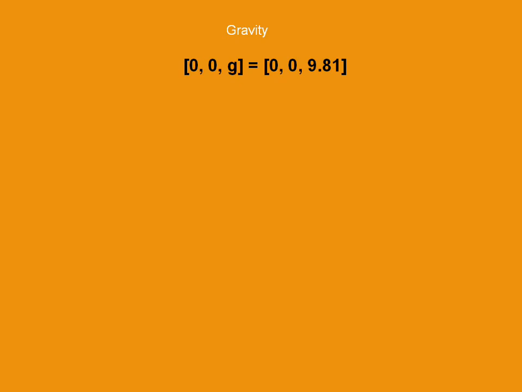Zero in this direction, zero in the north direction, and in the vertical direction you have the acceleration due to gravity, which is 9.8. It doesn't change that much throughout the planet. It changes just a little bit, maybe less than 1% from pole to the equator. But what are the units of this? 9.81 meters per second squared. Very good.